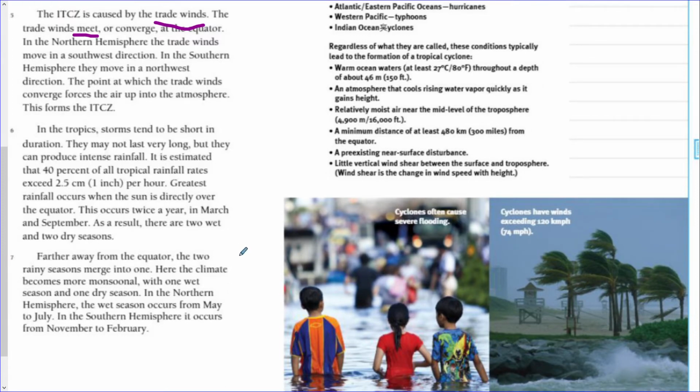Farther away from the equator, the 2 rainy seasons merge into one. Here, the climate becomes monsoonal, with 1 wet season and 1 dry season. In the northern hemisphere, the wet season occurs from May to July. In the southern hemisphere, it occurs from November to February.